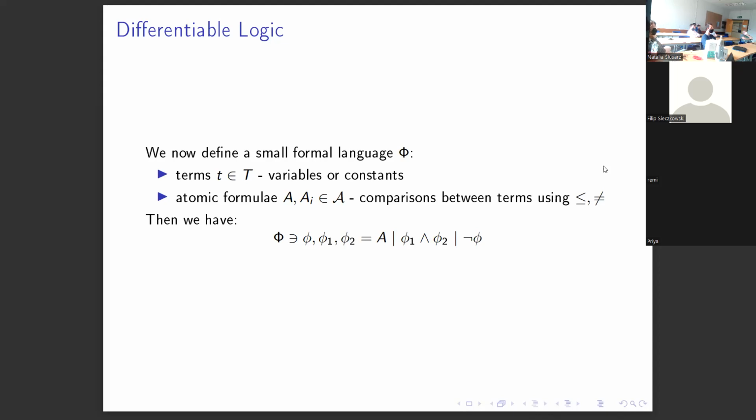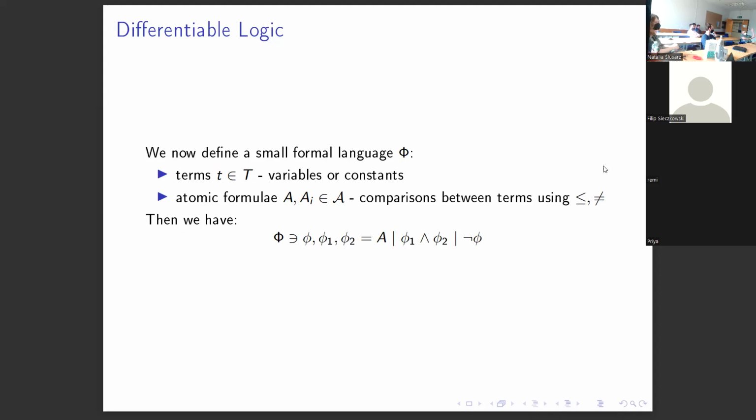The best way to explain it is through examples. For the sake of examples, we're first going to look at a very small formal language. You can think of it as a very small fragment of first order logic. We have terms, which are variables or constants. We have atomic formulae, which are comparisons between terms, so we can have t less than or equal to t prime, for example. And then we have conjunction and negation as well. This creates our tiny language, and we can call those formulae phi in the language.